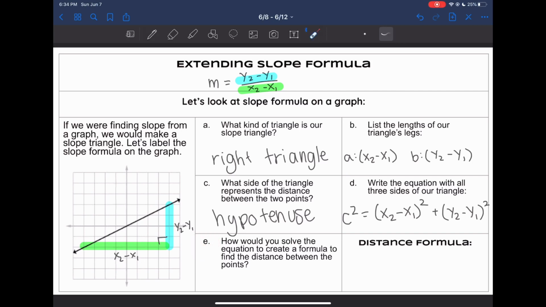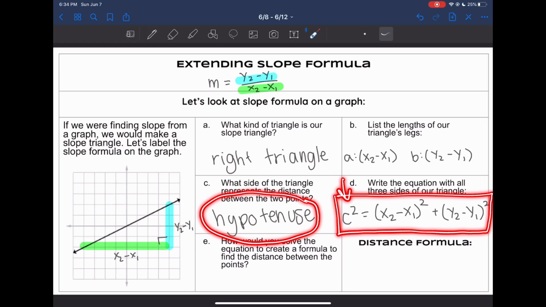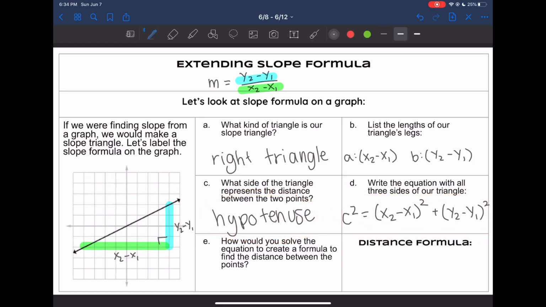Our next question says, how would you solve the equation to create a formula to find the distance between the 2 points? How would we solve this equation to find the hypotenuse? It's c squared, so to solve it, we're going to find the square root. If we find the square root, we're going to be finding the distance between the 2 points. So that distance is the square root of x2 minus x1 squared plus y2 minus y1 squared.